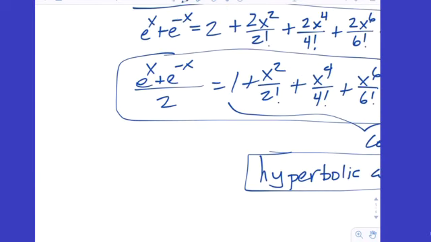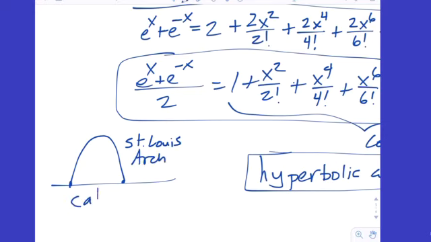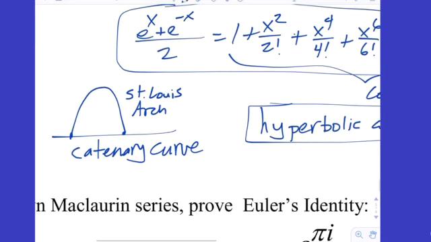Okay? And these types of curves are related to like the St. Louis arch. The St. Louis arch, is that the most famous parabola in all of mankind? The Gateway Arch? Is it a parabola? No, it's a catenary curve. A lot of people mistake it for a parabola. So what is a catenary curve? This is an inverted curve.